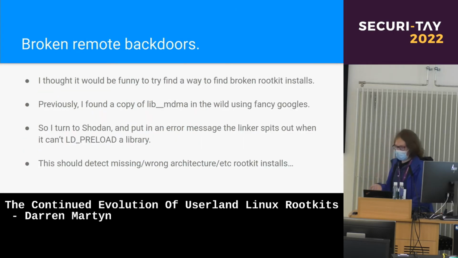When I was thinking about remote backdoors and looking at some examples, I thought to myself, what if sometimes the rootkit didn't work as planned? What if I could scan for them? Previously, when I was researching a rootkit called libmdma, I found a copy of it just by Googling strings from it, and found that it had been uploaded to some directory of some previously owned box. Then I realized that if you try to LD_PRELOAD a library that's the wrong architecture or something, you get a very specific linker error message. So I went to Shodan and decided to put in some of the error messages the dynamic linker will spit out when it's having a bad day.